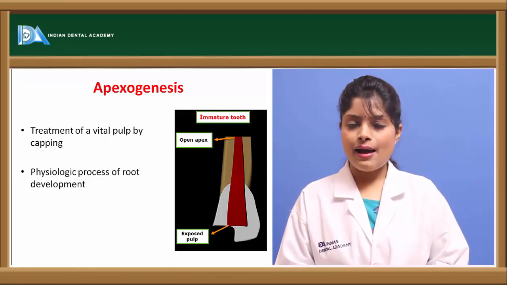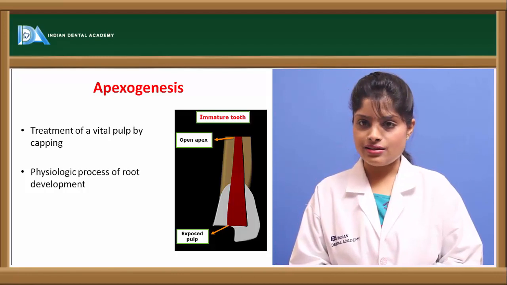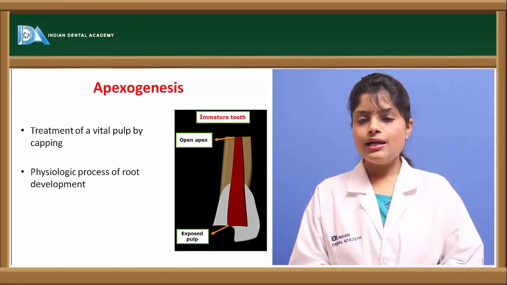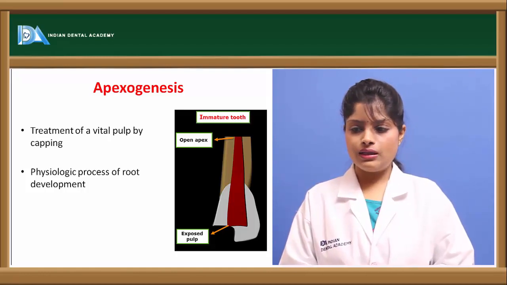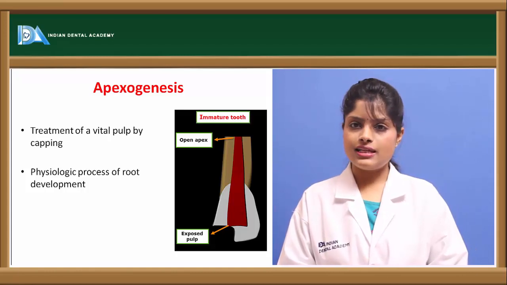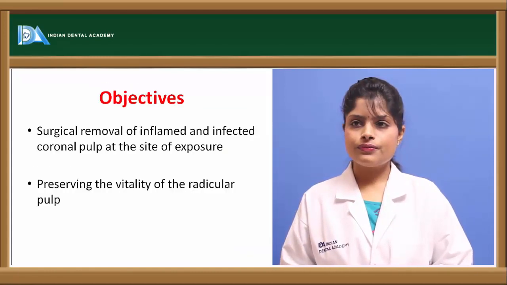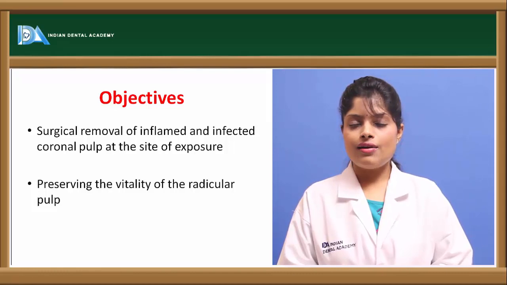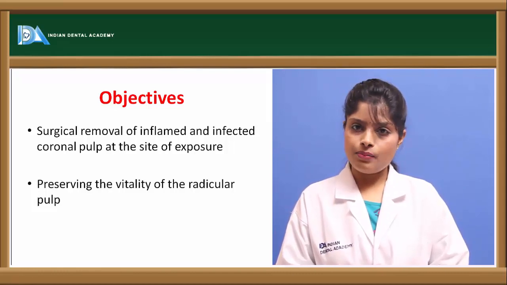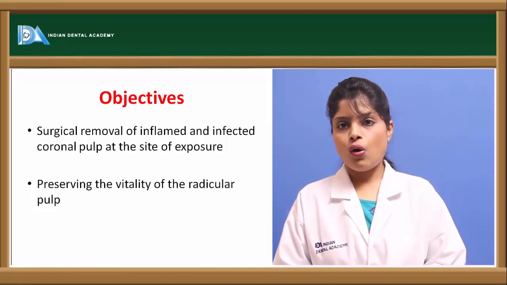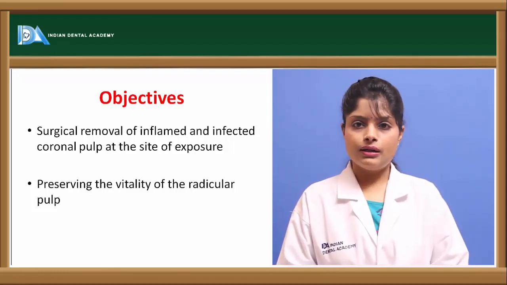So basically, apexogenesis can be defined as the treatment of a vital tooth by either capping or pulpotomy so that physiological root end development takes place. The main objectives are to remove any infected radicular or coronal pulp which is present and further to preserve the vitality of the radicular pulp.